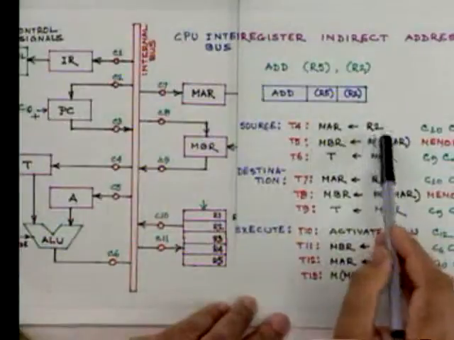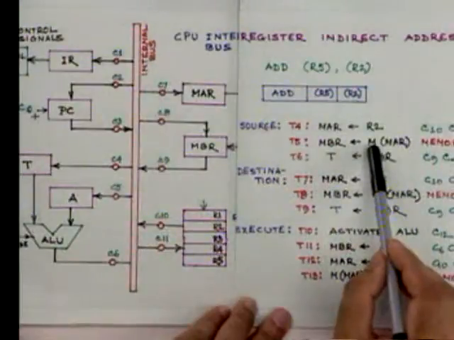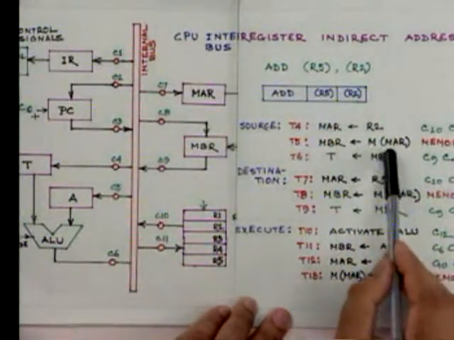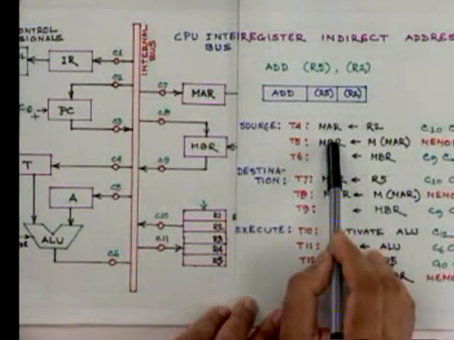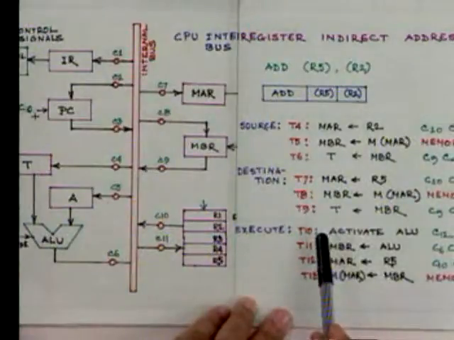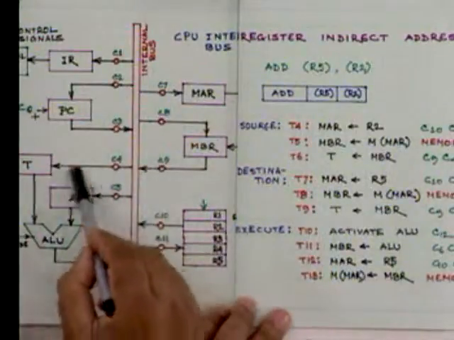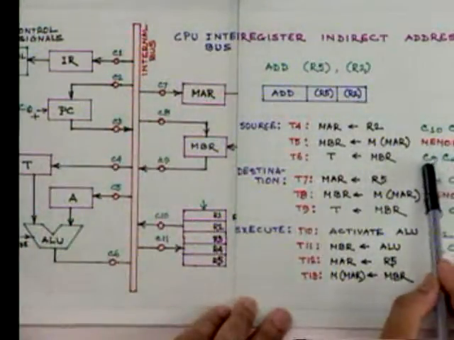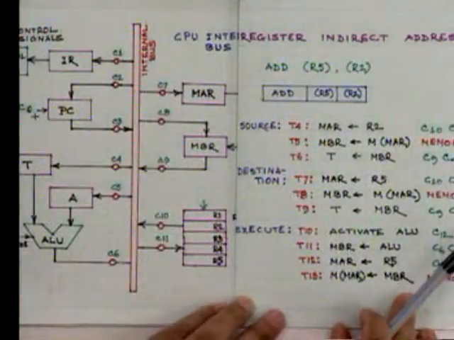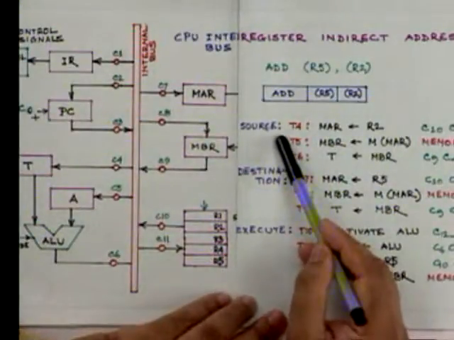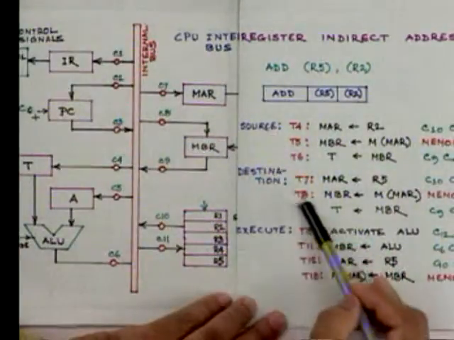Now, with this, R2 goes to MAR, then the content of the memory location addressed by the memory address register comes to the memory buffer register. A memory access is involved here, and then the content of the memory buffer register comes to the temporary register T. For that we need C9, C4 to be open. This is our source cycle, and after it is over, since once more a memory access is involved, we enter a destination cycle.